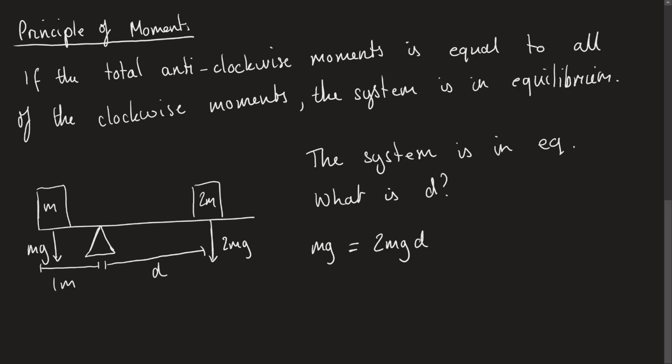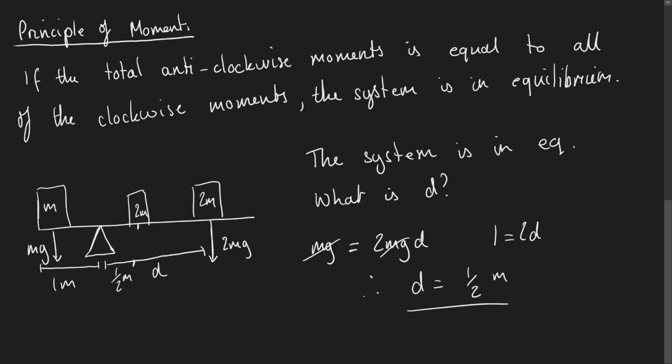Now in order to actually calculate what d is going to be, we could cancel out this whole mg, so that means that 1 is equal to 2d, and therefore we could say that d has to be half a meter. Okay, so we'd have to put this 2m closer, such that it's only half a meter away in order to make this in equilibrium.